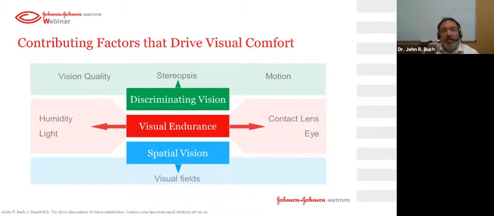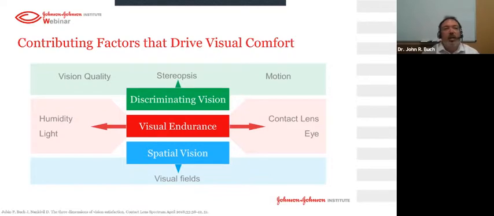Now, this slide illustrates factors that we believe contribute to visual comfort, and they can be divided into three main buckets. The first one is discriminating vision, which includes items such as vision quality, stereopsis, and motion detection. The second main bucket is visual endurance, which includes environmental conditions, contact lenses, and ocular conditions such as dry eye. Then finally, spatial vision, which includes the topic of visual fields.